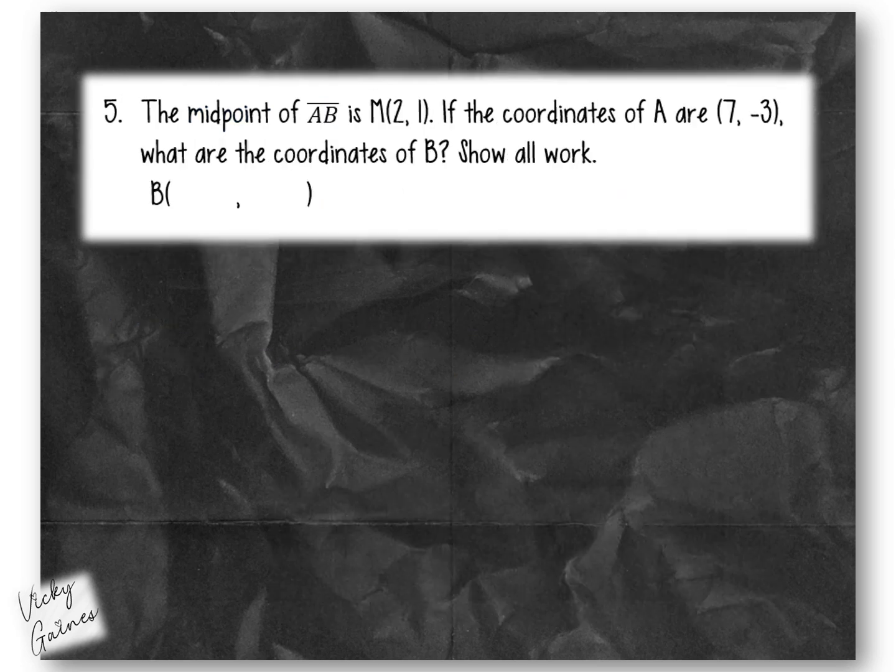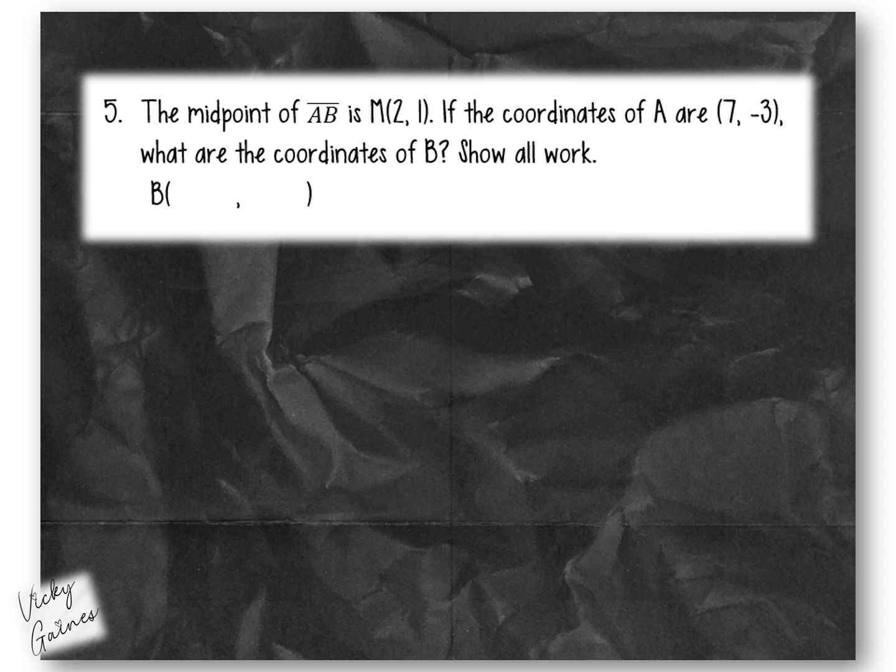Number 5. It's another midpoint question, but it's different. It tells us the midpoint this time. It's the midpoint of segment AB, and M is the midpoint and is the point 2, 1. If the coordinates of A are 7, -3, what's the coordinates of B? So we want the other endpoint.